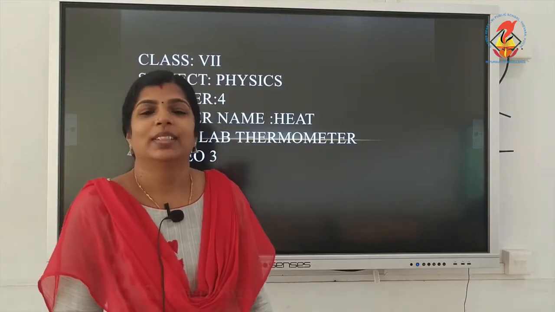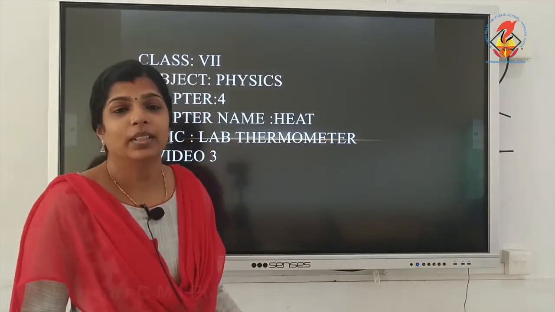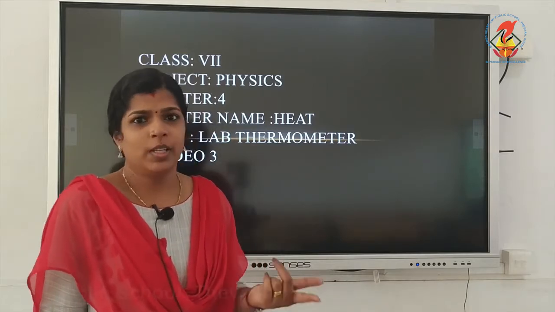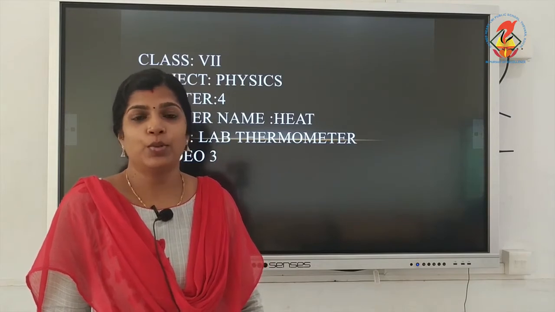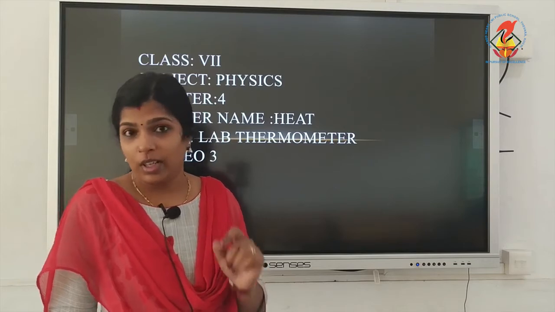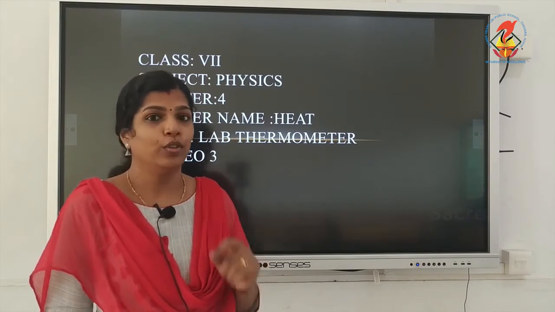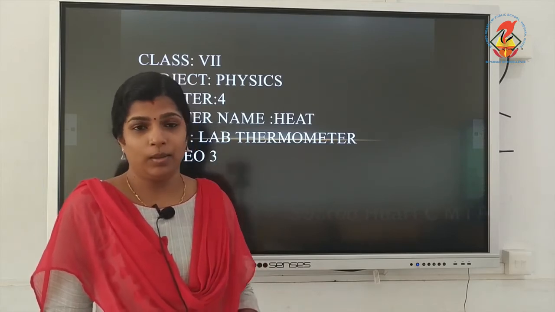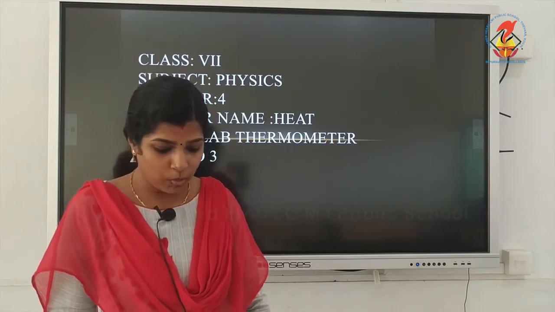Welcome back, students. Our topic today is the laboratory thermometer. In the last class we discussed the clinical thermometer, isn't it? That thermometer is used to measure human body temperature. The range of that thermometer is from 35 degrees Celsius to 42 degrees Celsius, and a kink is there in that thermometer. Kink means a small distortion is there in that thermometer.